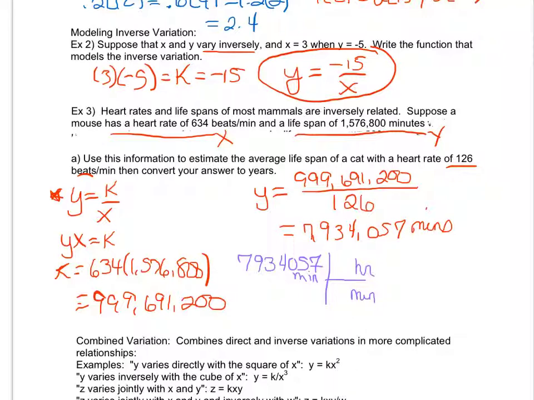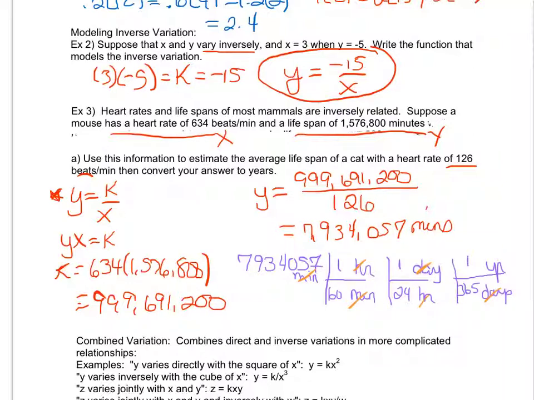And I know that there's 60 minutes in 1 hour, but I don't want to end up with hours because from here my minutes will cancel. So I'm going to multiply by another, and this time I'm going to get rid of my hours and go to days because I know there's 24 hours in 1 day. And then I'm going to get rid of my days by going from days to years because I know there's 365 days in 1 year. Now when I multiply straight across, my minutes will cancel, my hours will cancel, and my days will cancel.